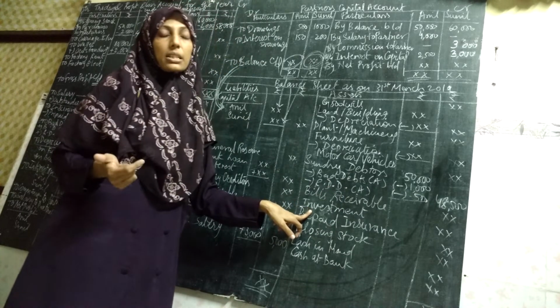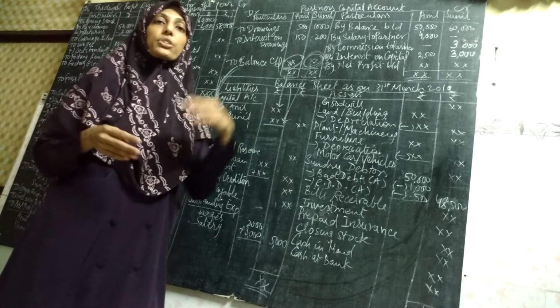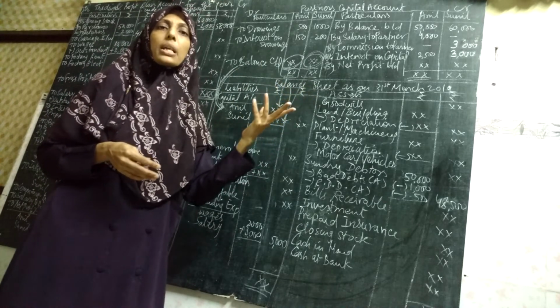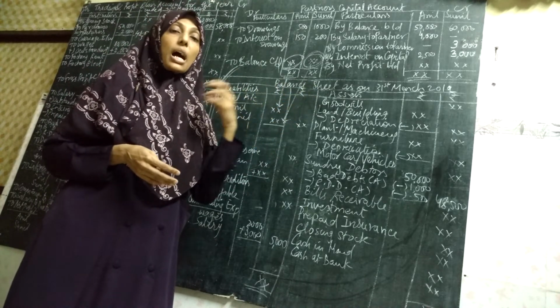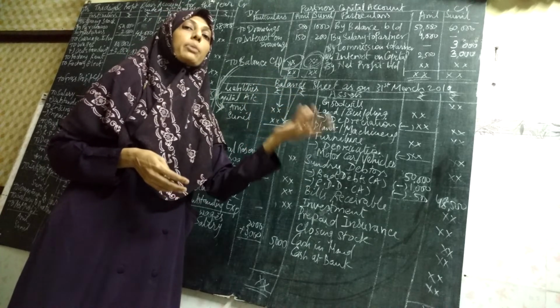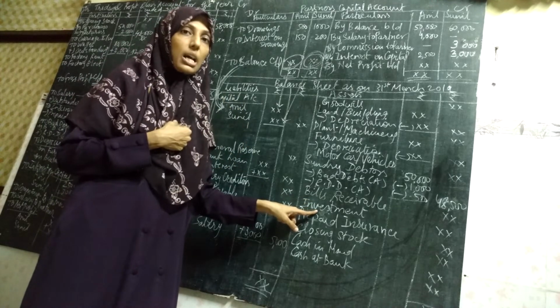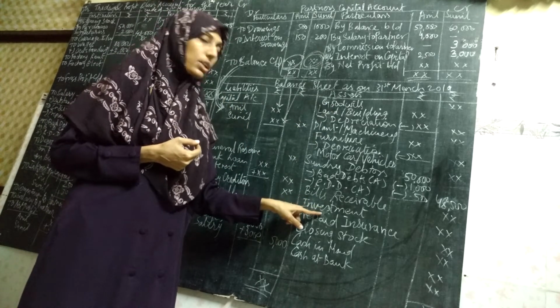Investment. In the last video, I explained that investment means we have got some extra money and we have put it in some good company. There, our investment is given. On that amount, the company will be giving us dividend and all. So this investment is our own money, therefore it should be reflected on the asset side.